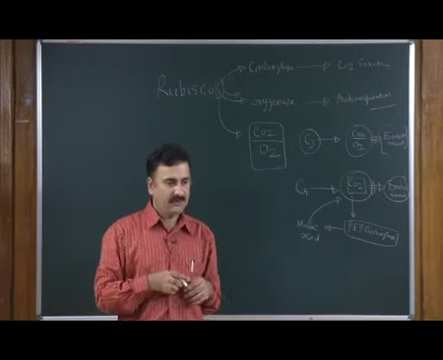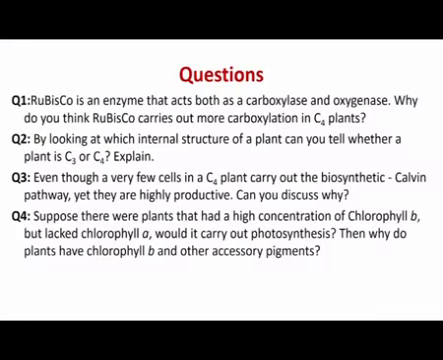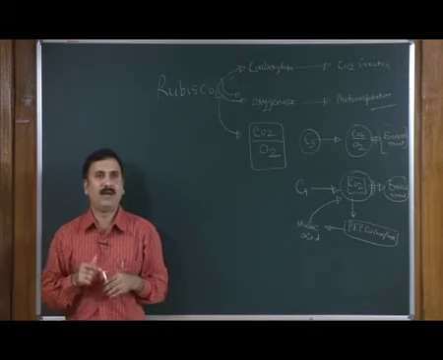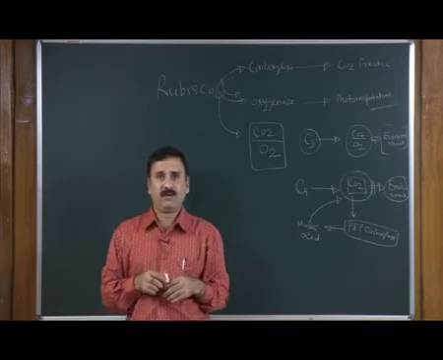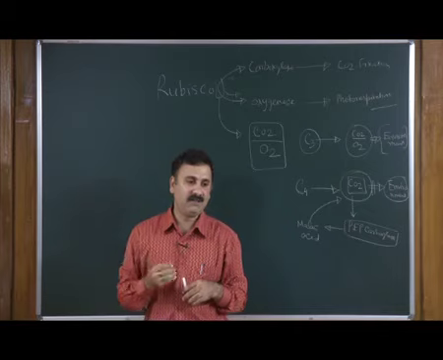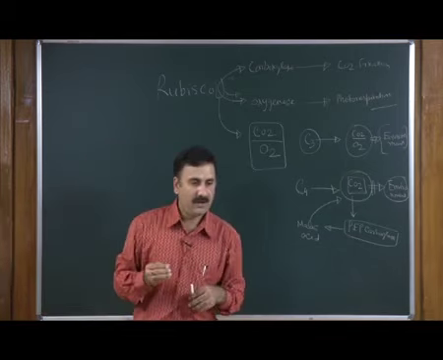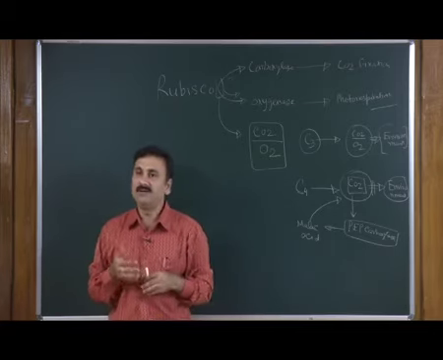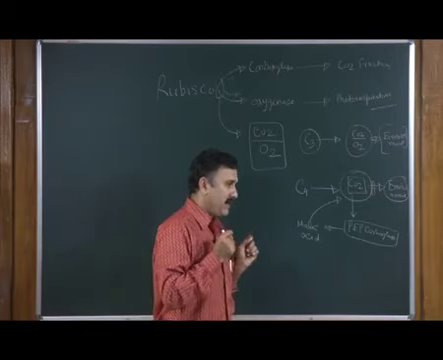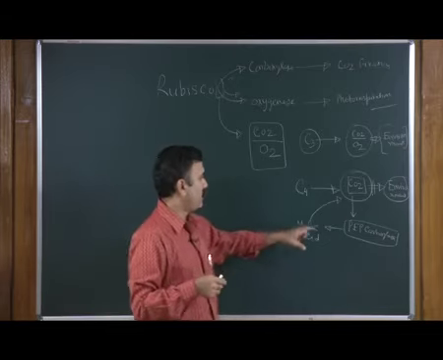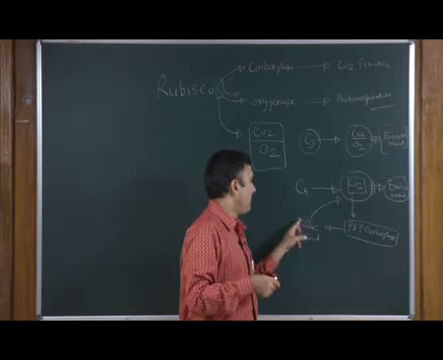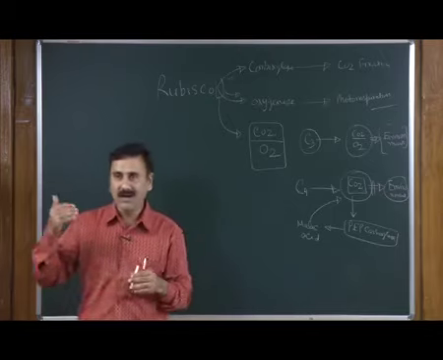Now, coming to question number 3. You know that in the C4 plant, the secondary fixation is happening in the bundle sheath cells, whereas the primary fixation is happening in the mesophyll cells. The number of bundle sheath cells is very low, and that is why question number 3 says that even though very few cells are doing the biosynthetic pathway, that is the Calvin cycle, there is very, very high productivity in the C4 plant. The answer is related to this only. In the C4 plant, the primary fixation happens in the mesophyll cells, where the PEP carboxylase fixes the carbon dioxide coming from the environment into malic acid, and then this malic acid gives the carbon dioxide for the secondary fixation by the Rubisco.